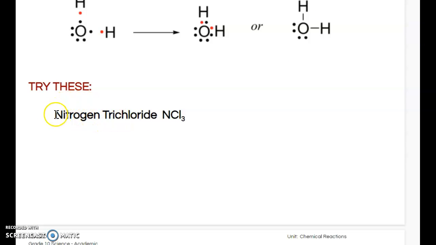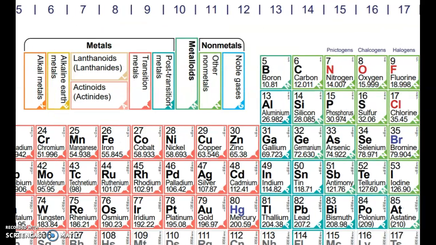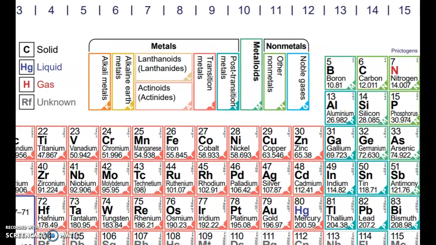So when we're looking at nitrogen trichloride, we're looking to put in the middle the less electronegative atom. If we look at our periodic table, we can see that chlorine is right under fluorine, so it's pretty electronegative compared to nitrogen. There's actually an electronegativity periodic table, and I'll get that for you guys. But I know based on my experience that chlorine is more electronegative than nitrogen, so I'm going to put nitrogen in the middle of my Lewis dot diagram here.